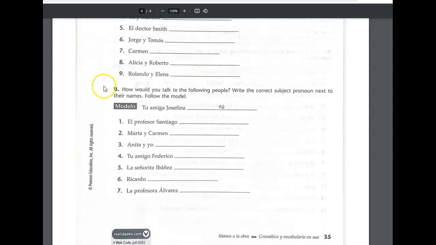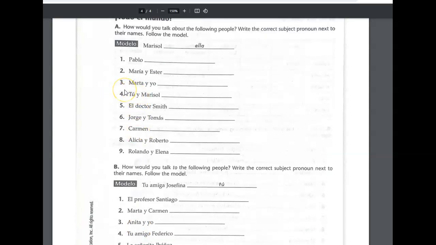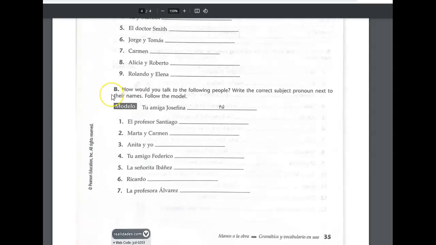For part B, how would you talk to the following group of people, or following people, whether it's singular or plural? Talking to your friend Josefina, use the tú form. Talking about Professor Santiago would be the usted form. Usted. Talking to Marta and Carmen, that would be ustedes. And then Anita y yo, you're part of this group. That would be nosotros or nosotras. Very similar to number 3 in the previous exercise.